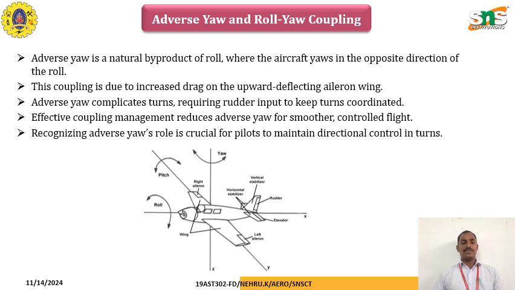yaw coupling. Adverse yaw is a natural byproduct of roll, where the aircraft yaws in the opposite direction of the roll. This coupling is due to increased drag on the upward deflected aileron wing. Adverse yaw complicates turns, requiring rudder input to keep turns coordinated. Effective coupling management reduces adverse yaw for smoother and controlled flight operation. Recognizing the adverse yaw role is crucial for pilots to maintain directional control in coordinated turns.